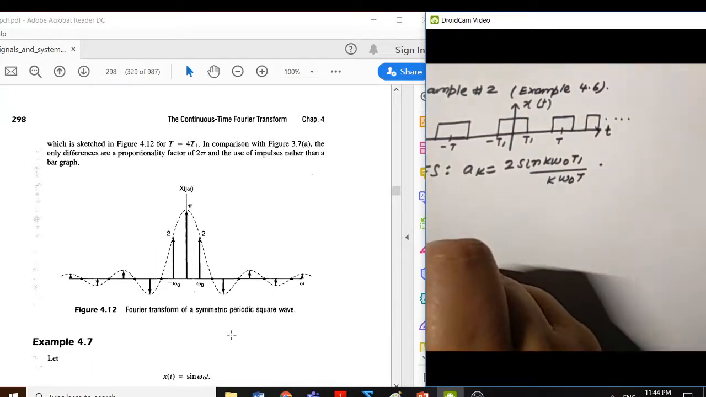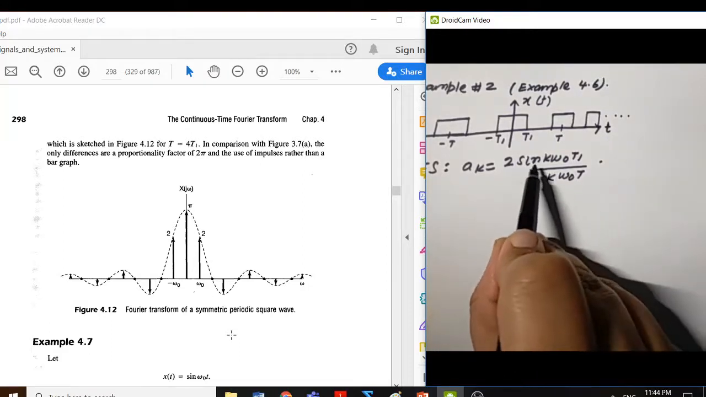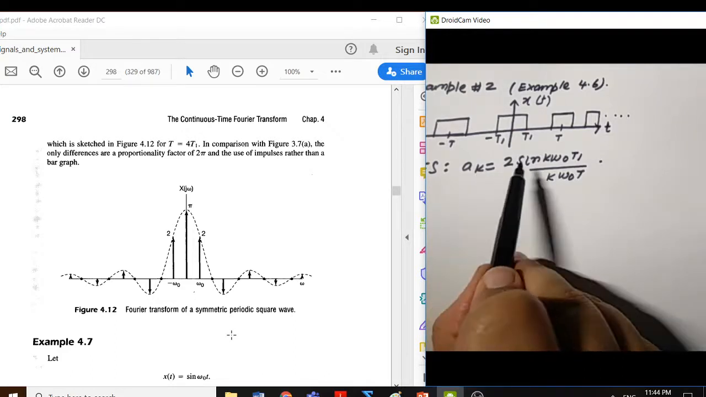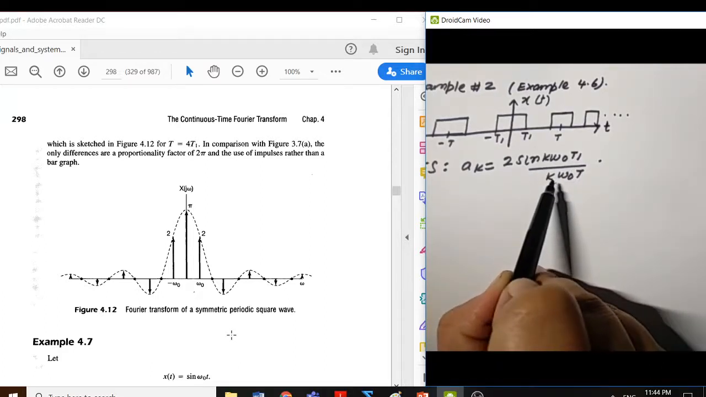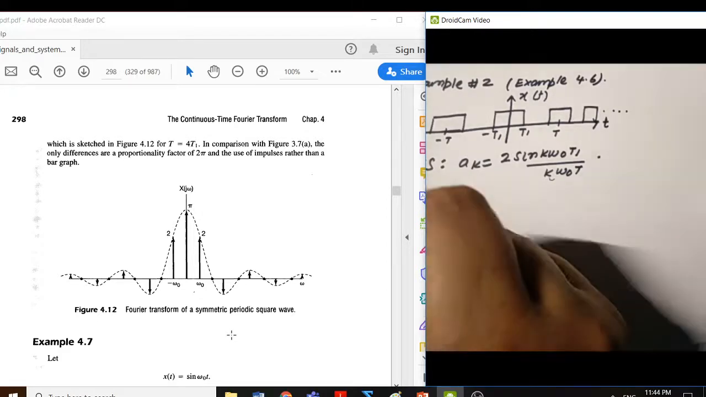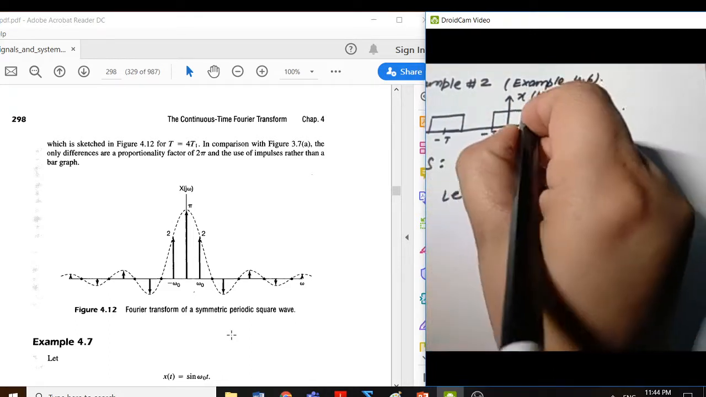Now, this a_k is again resembling a sinc, is a sinc, because this is a function of k, and we see that it has sine of k times something and it's being divided by k. So this is eventually going to be a sinc, or the envelope of the resultant expression is going to look like a sinc. So in your book we are given that T is equal to 4 T1 and the amplitude is 1.